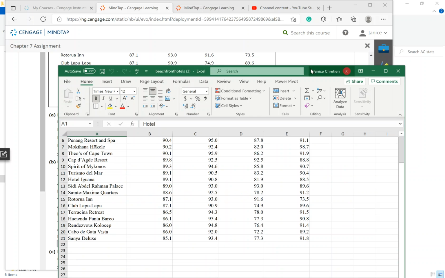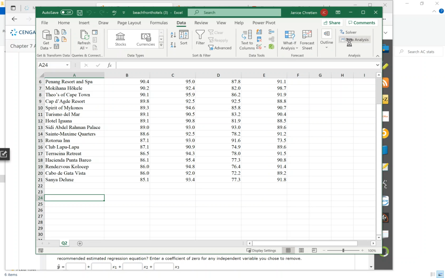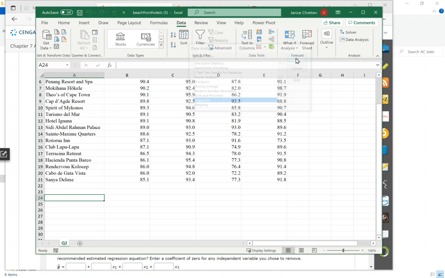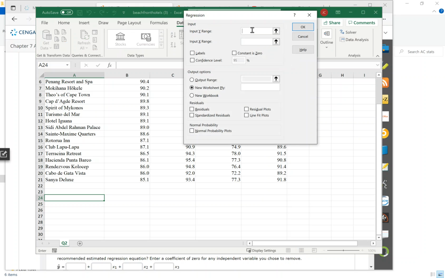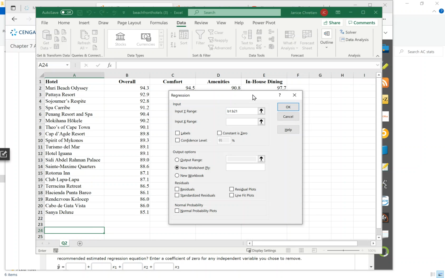And so now we've got a multiple linear regression. So I won't be creating a scatter plot at this point. So what I'm going to do is data analysis, regression, and my y range is my dependent variable, which is said to be my overall rating. So I'm going to say B1 to B21, and my x range is going to be everything else. So it's going to be C1 to E21.